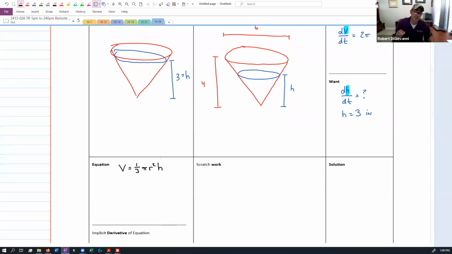Now I keep getting this question, and I'm kind of upset with myself for not stressing this to you to the point that you're sick of hearing it. Whenever you have your equation, you are not allowed to plug anything in for any of your variables that are actually in motion during the problem. The water level is changing, and therefore, I cannot replace H with 3, not until after the derivative.